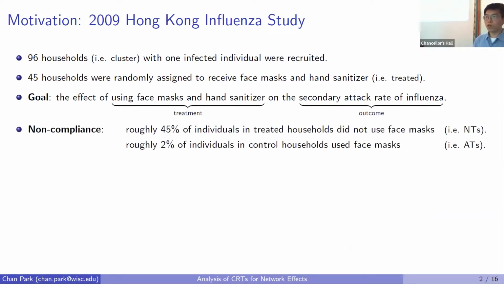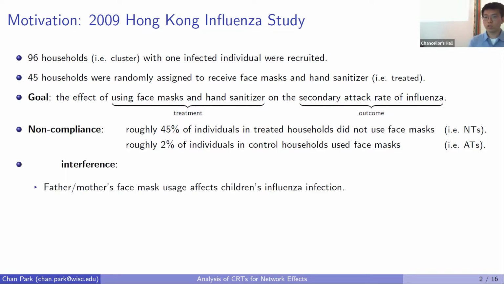In this data set, we find a non-compliance issue is present because roughly 45 individuals in treated households did not use face masks, indicating that these individuals are never takers. Also, 2 individuals in control households used face masks, indicating that these individuals are always takers. Also, interference is likely because a father's or mother's face mask usage can affect children's influenza infection.